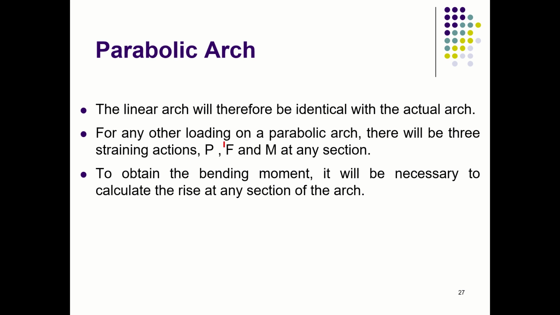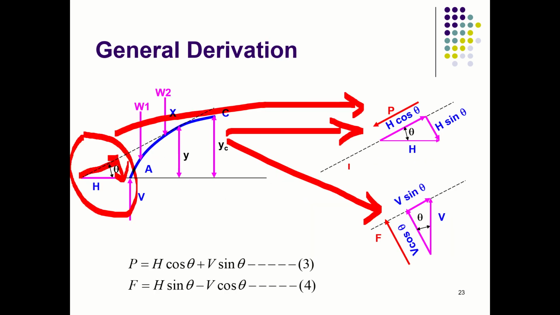For any other load or loading on a parabolic arch, there will be 3 straining actions, that is P, F and M at any section. If you remember these 3, see this P, this F and the bending moment M, right?